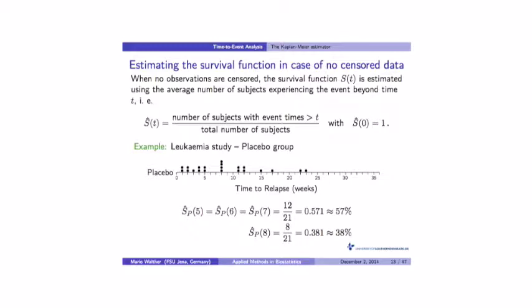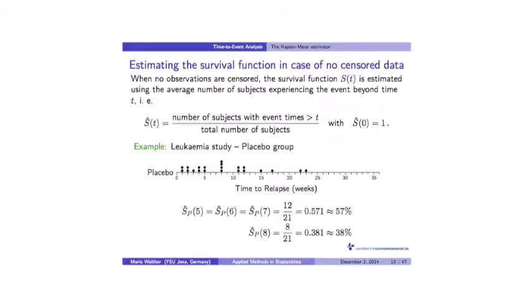So the rest can be done by hand. It's an easy way to calculate the survival, or to estimate the survival probability or the survival function, for data if we have no censored data. What do we have to do if we have censored data?